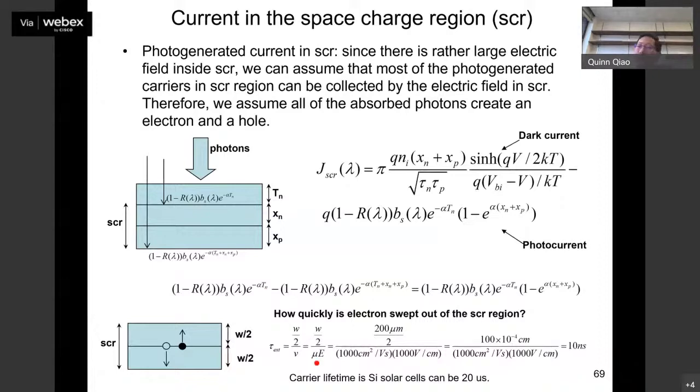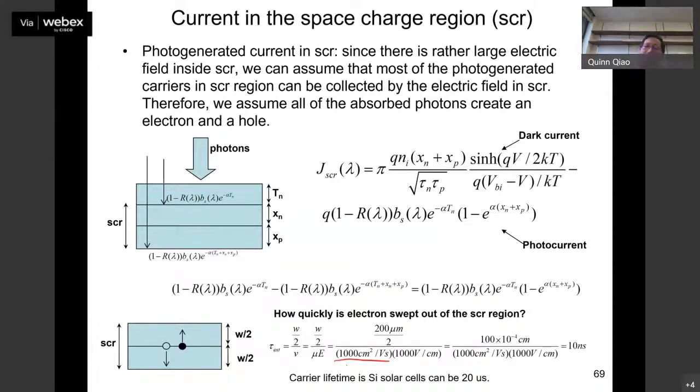Velocity equals mu times E, where mu is mobility. The mobility is about 1,000 centimeter squared per volt per second for silicon, and then multiply by the electric field. The electric field is typically about 10 to the power 5 in the depletion regions. Then you will find about 10 nanoseconds for the charge to get out.